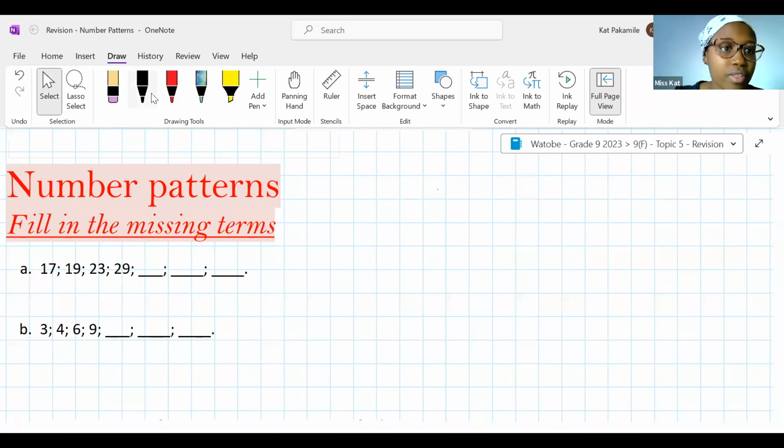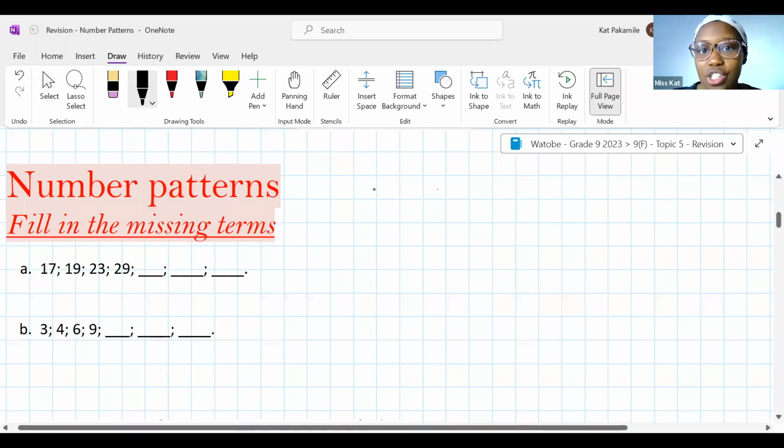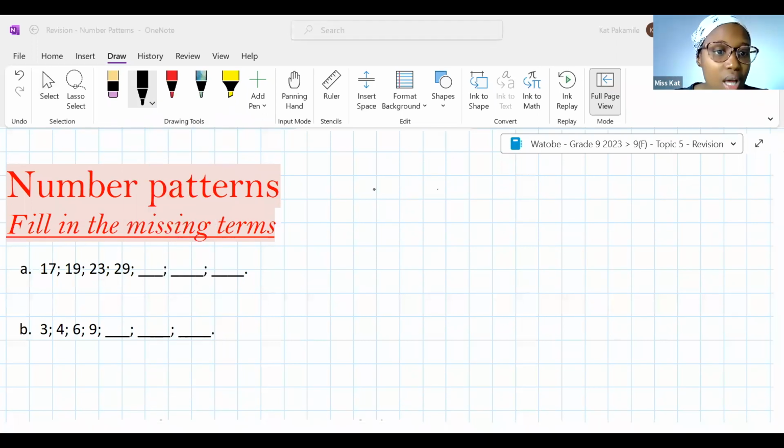Okay, so for the next coming number patterns, we're going to be filling in the next 3 terms. Try to see how you get to the next term and tell me, guys, in the chat when you figured it out, what are the next 3 terms? Let's look at A. So for A, we have a 17, and then we have a 19, and then we have a 23, and then we have a 29. What's going on there, guys?